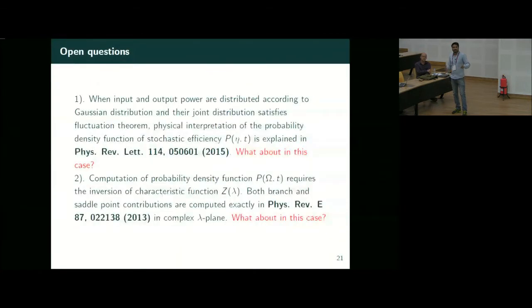And the other thing: if you want to calculate the distribution of some stochastic variable, P of omega t, from the characteristic function, then you have to calculate both the branch point and saddle point contributions. Both are calculated exactly in this paper by our group, Sanjeev and Arnab. But what about in this case? I'll briefly tell what is going on.